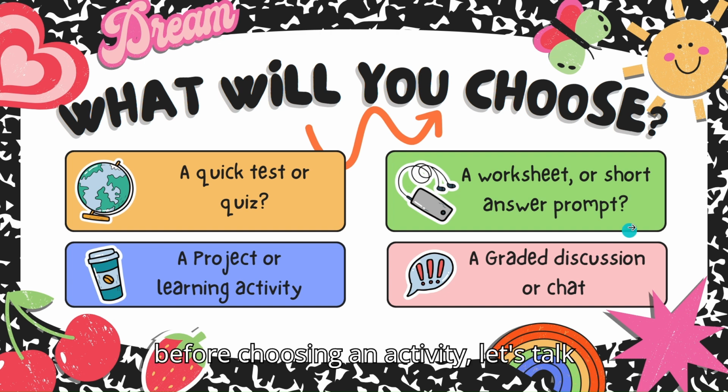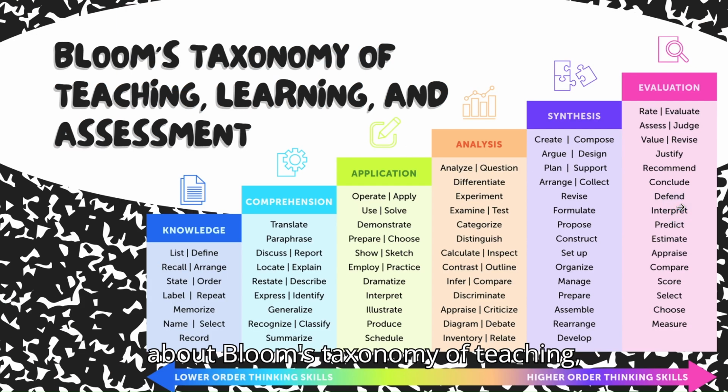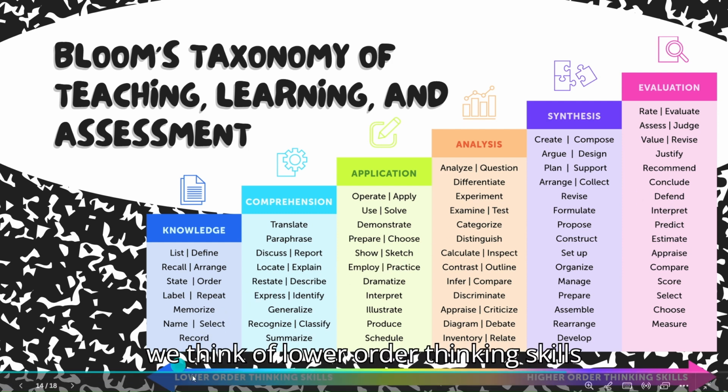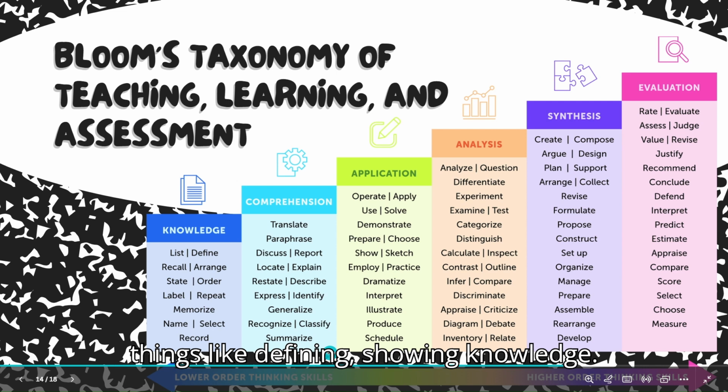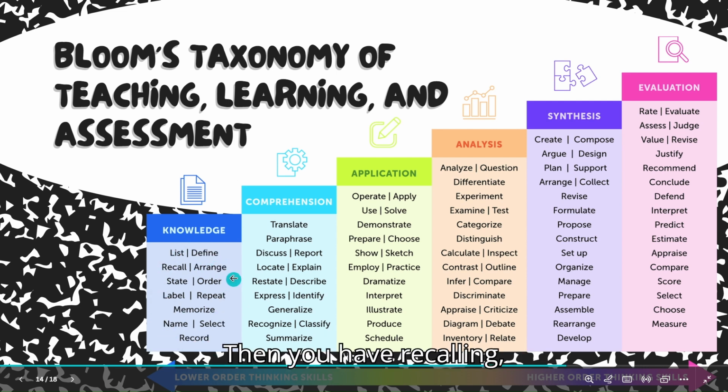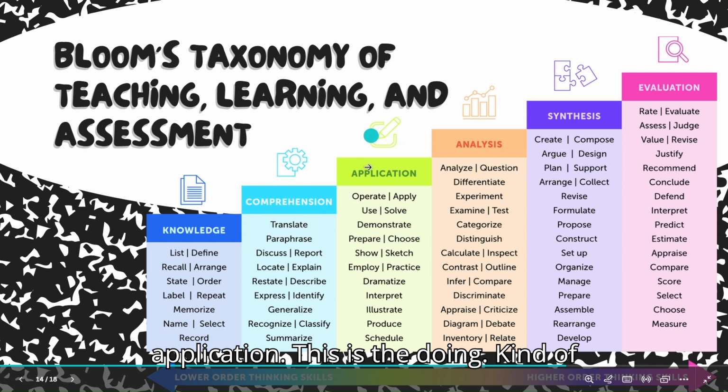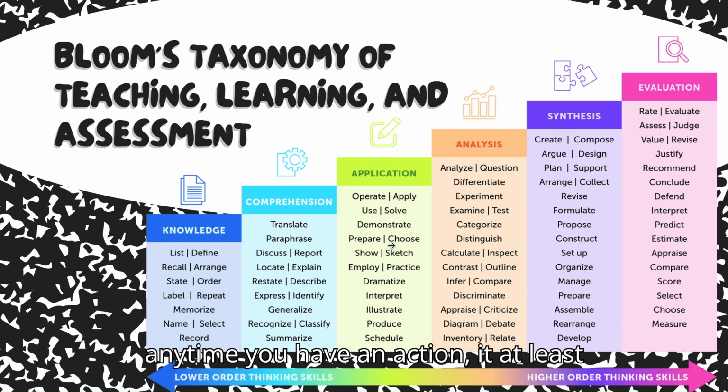Also, before choosing an activity, let's talk about Bloom's taxonomy of teaching, learning, and assessment. This is that assessment piece. So learning, we think of lower order thinking skills all the way to higher order thinking skills. It moves up there. Lower order is things like defining, showing knowledge. Then you have recalling, restating, summarizing, translating. Then you get into the application. This is the doing. Kind of anytime you have an action, it at least is going to be application in the sense of, if I'm measuring writing, the action of writing is application of that process.